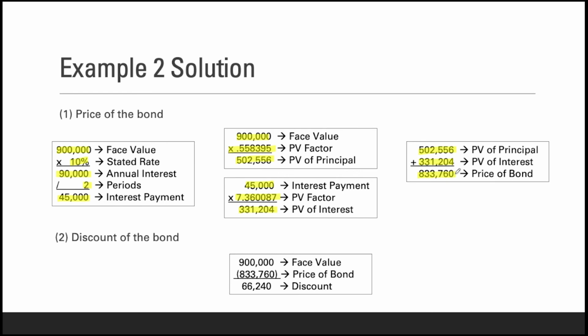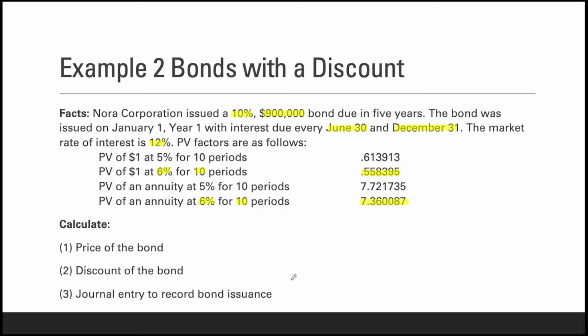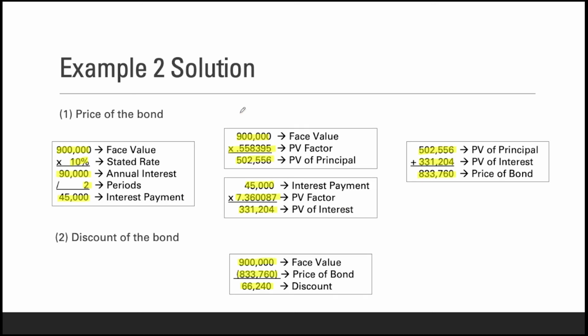$833,760. Now, jumping to the second question here, determining the discount of the bond. All this is taking your face value of the bond, which again is given in the problem at $900,000, subtracting out the price of the bond, which we just determined to be $833,760, to arrive at our discount of $66,240. And just keep in mind, whenever the market rate of interest is higher than the stated rate of interest, as you can see here, 12% is the market rate, which is higher than the stated rate at 10%, it will always result in a bond discount.